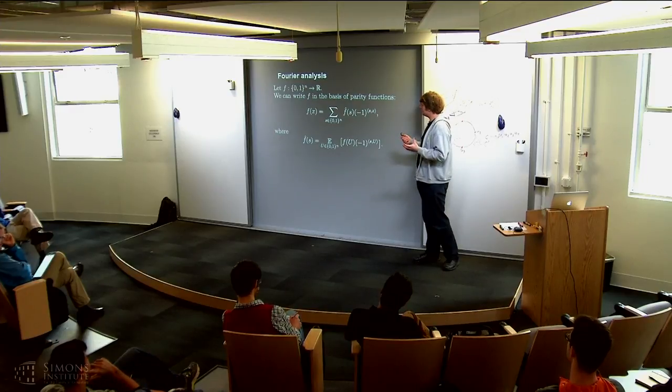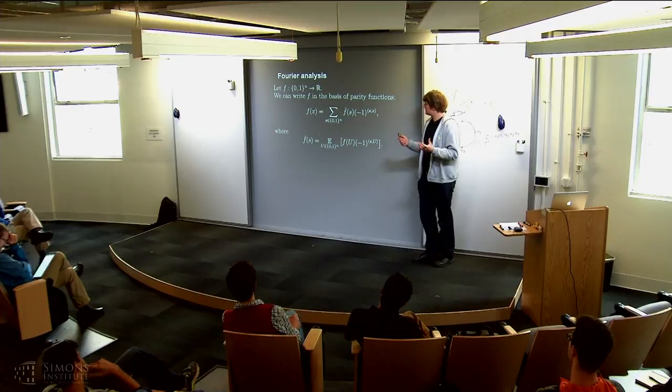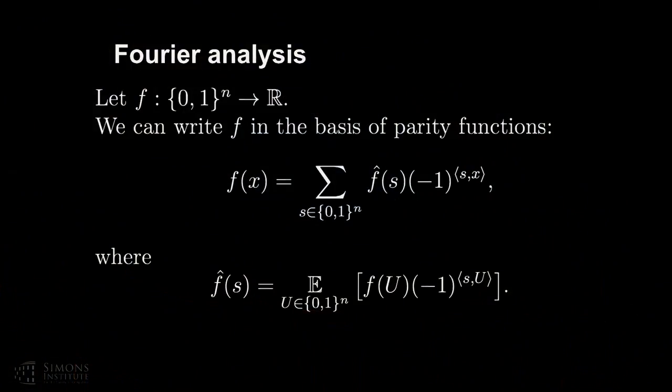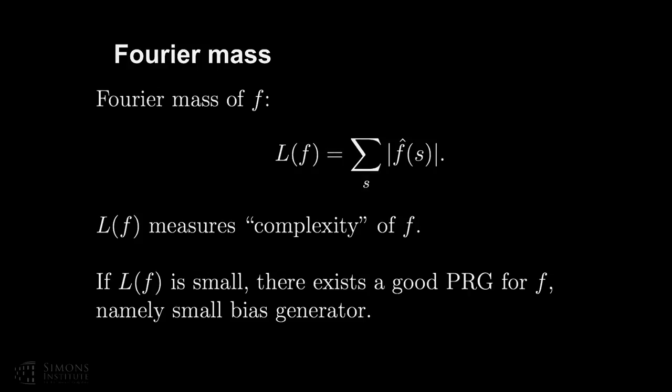So Fourier analysis is this magical unitary transformation that says take some function represented in the basis of parity functions, and somehow these Fourier coefficients are going to be really useful, and it's kind of magical, to be honest. One way that we can use the Fourier transform is to measure the complexity of a function. One simple measure is the Fourier mass of a function. You just take the L1 norm of all of the Fourier coefficients. That's going to give you some notion of the complexity of the function. And what's really nice is that if this is small, then we have very clean pseudorandom generators for it, which is the small bias generator.